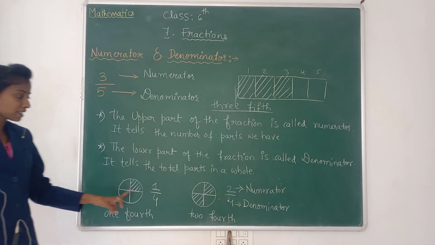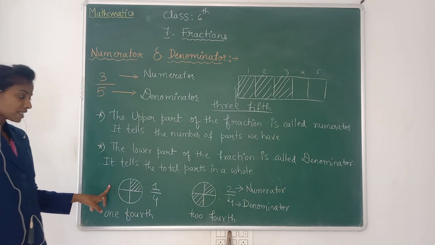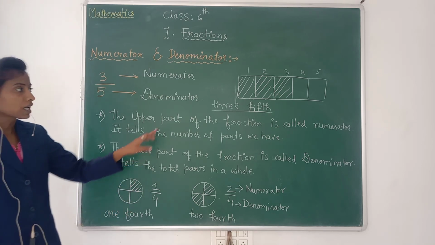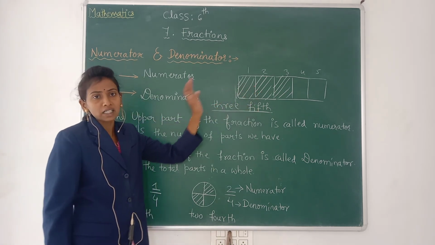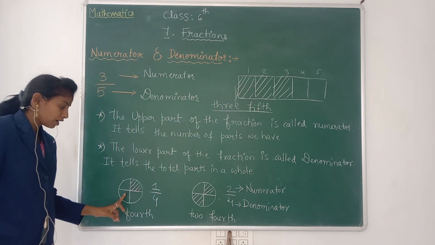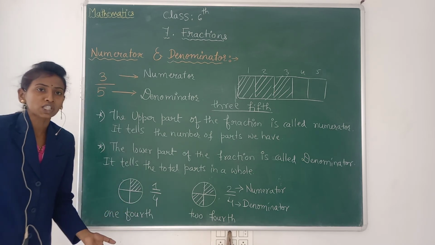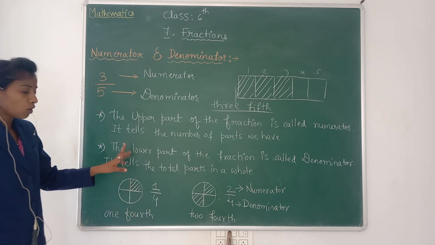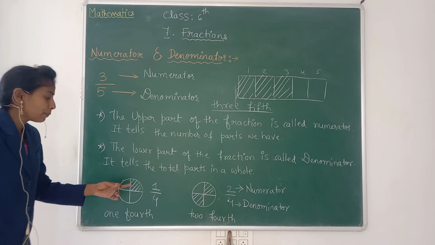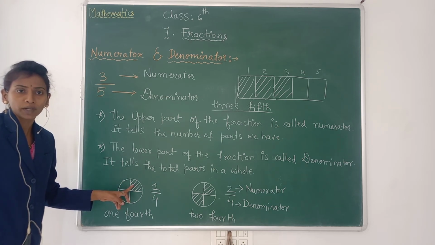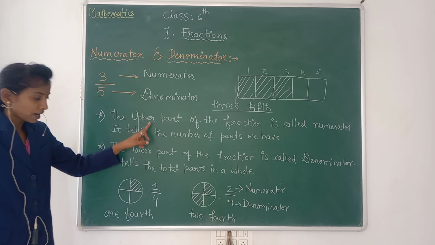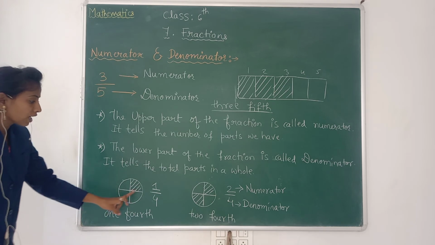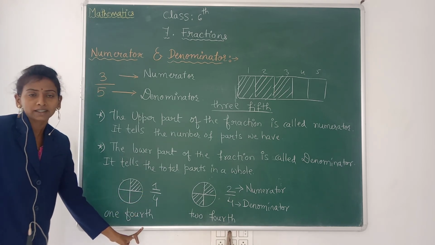Again some examples. Here we have one circle, and in that circle I have made 4 equal parts. How many parts you made indicates the denominator, which you write in the lower part. How many parts you are considering indicates the numerator, which you write in the upper part. That is 1/4, called a fraction. How do you read it? 1/4. Like that you have to read.